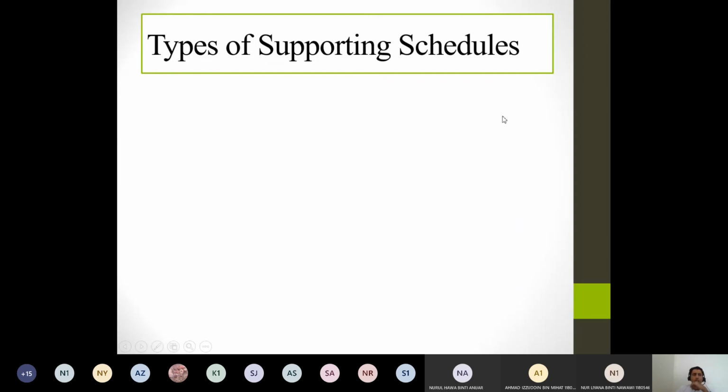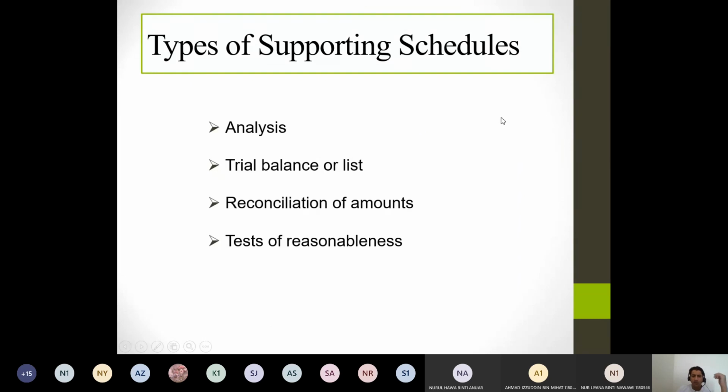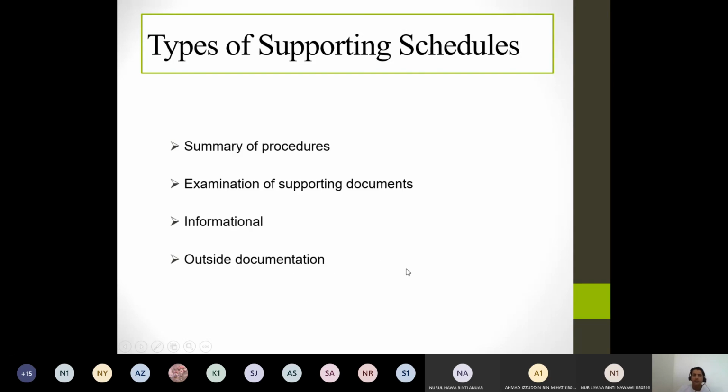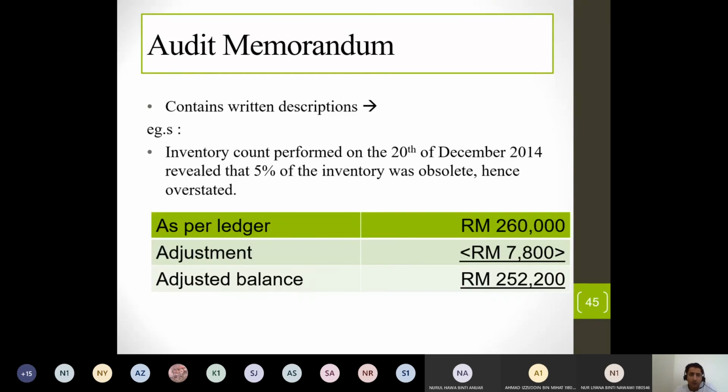Okay, so types of supporting schedules: we have analysis, we have trial balance, reconciliation of amounts, and test of reasonableness. Types of support also include summary of procedures, examination of supporting documents, information about those who are doing the audit, as well as outside documentation.